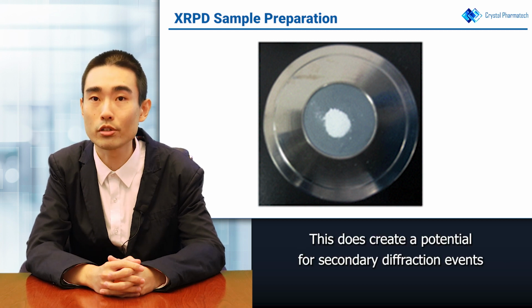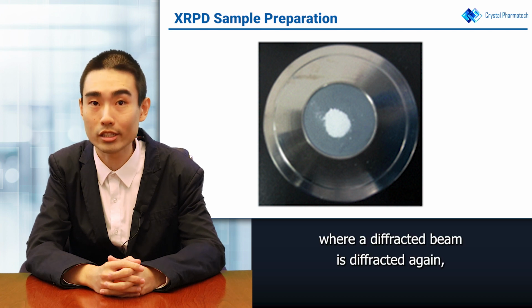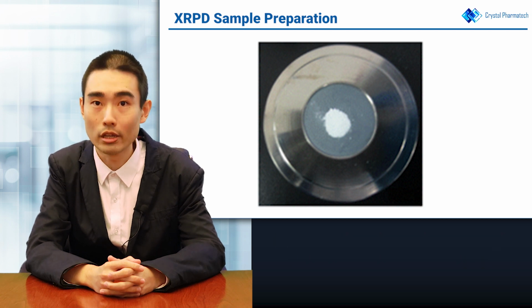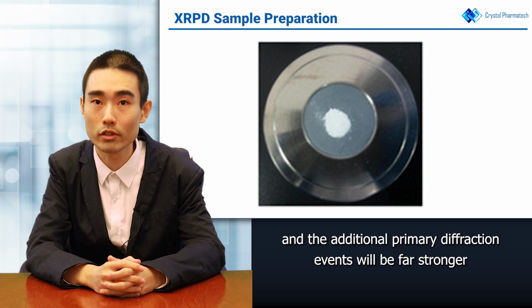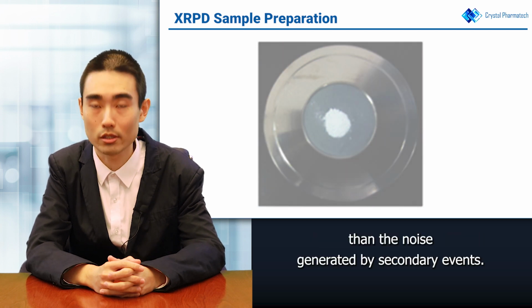This does create the potential for secondary diffraction events, where a diffracted beam is diffracted again, but there will not be coherent enough to create true measurable events. And the additional primary diffraction events will be far stronger than the noise generated by secondary events.